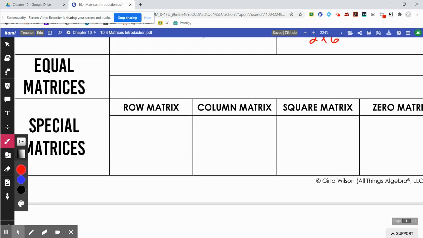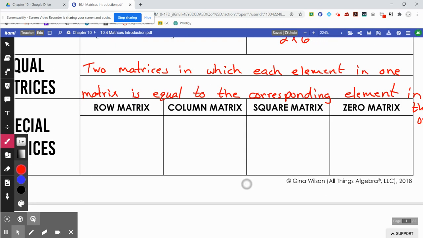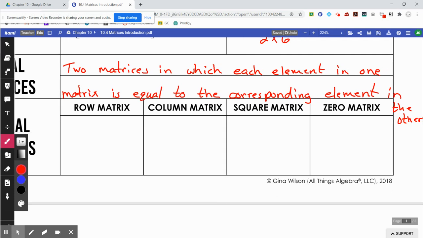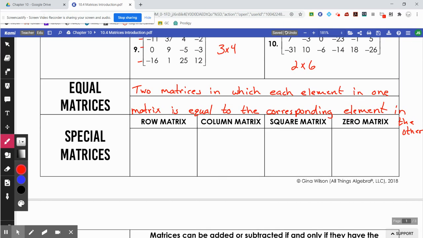Equal matrices. I ran out of space here writing this definition. Two matrices in which each element in one matrix is equal to the corresponding element in the other. So pretty much two matrices are equal only if every corresponding element is identical.